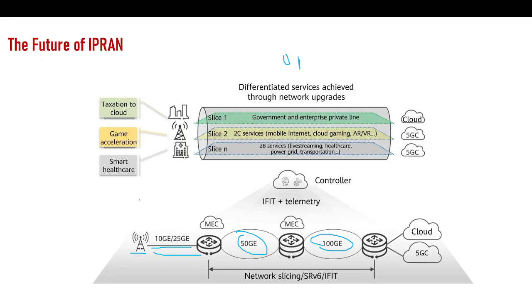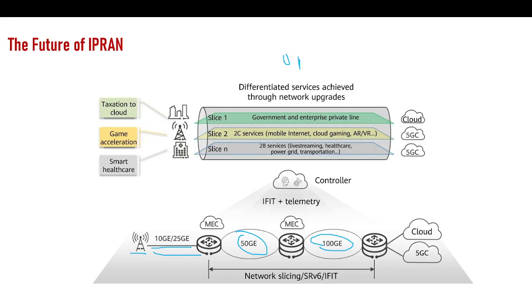So the network will be evolving to 5G and even 6G. I'm sure many of the networks are already having 5G in place. So yeah, there are things that we need to consider to ensure that the network will also evolve. The IPRAN network will also evolve.